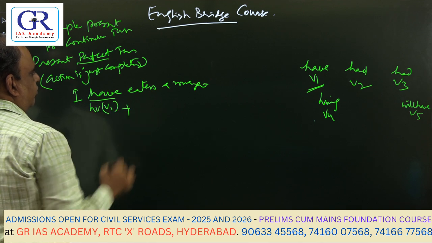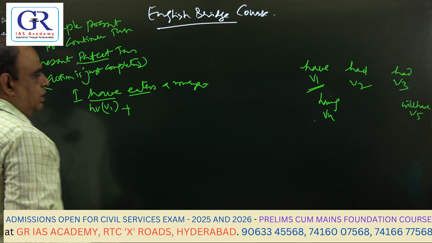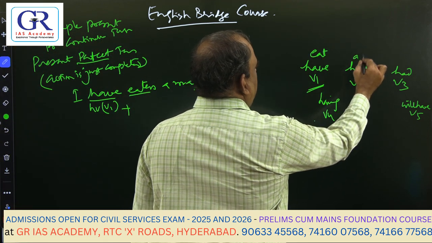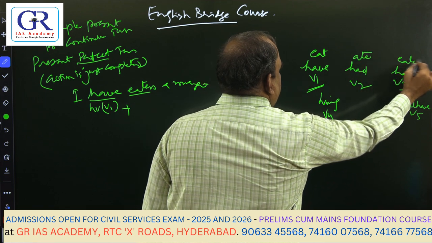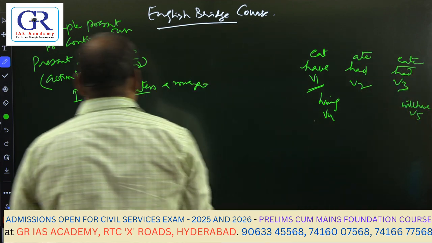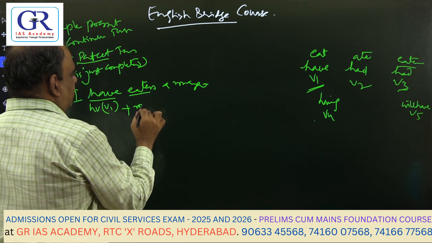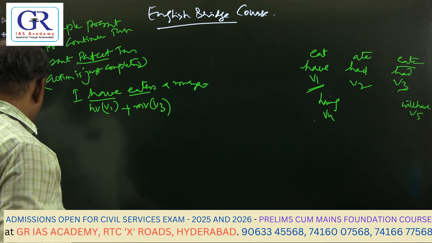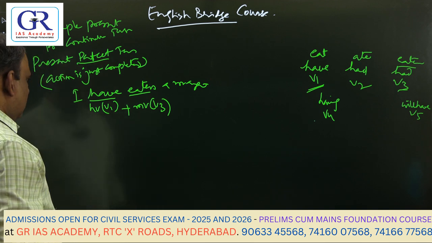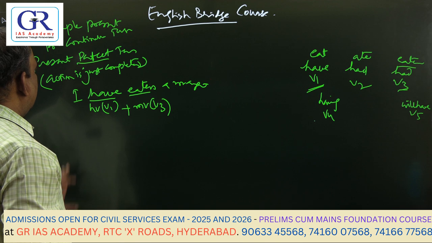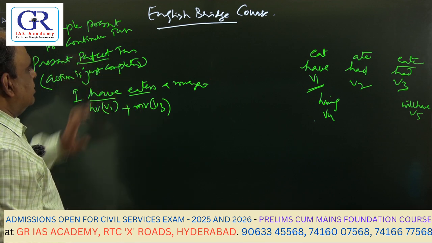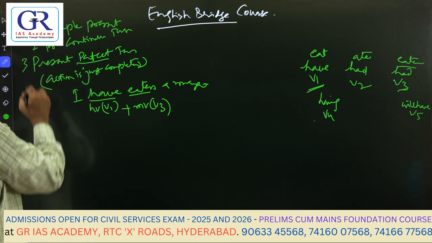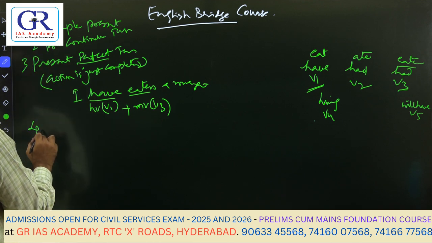Helping verb in V1. And eaten. So eat, ate, eaten. So main verb in which form? V3 form. MV means main verb. It is in V3 form. Okay. Like this, the present perfect tense is made. And next comes the fourth one, this is first, this is second, this is third, this is fourth.